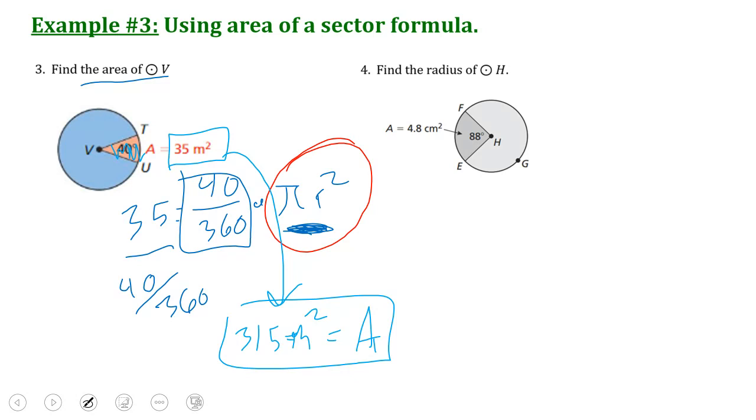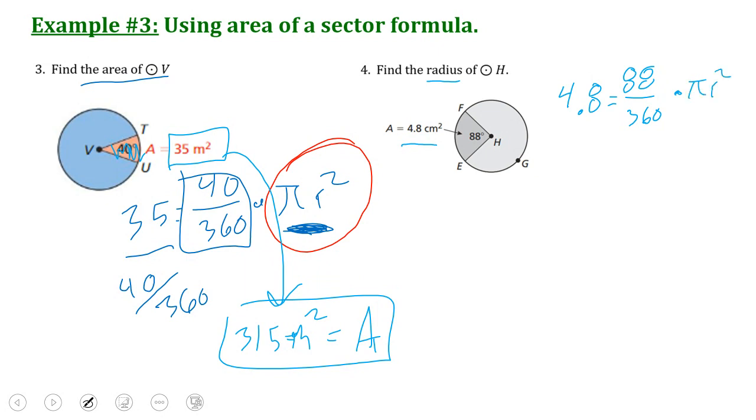Cool. Find the radius of the circle. All right, so what do we got? We got the area of the part, so we're going to put that over here. 4.8 centimeters squared equals 88. That's the part of the sector of the circle. Great. Boom. Times pi r squared.